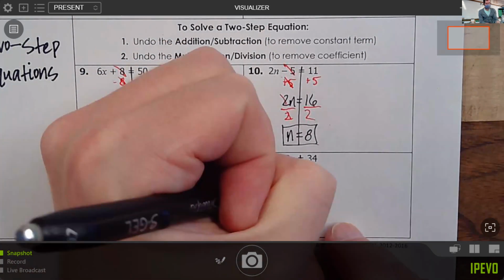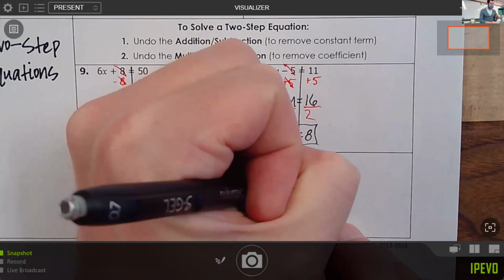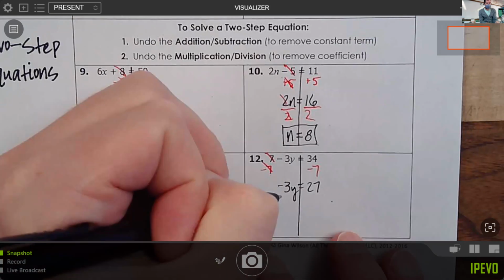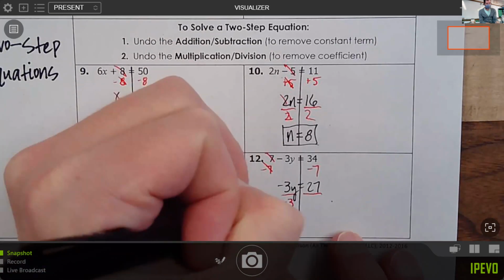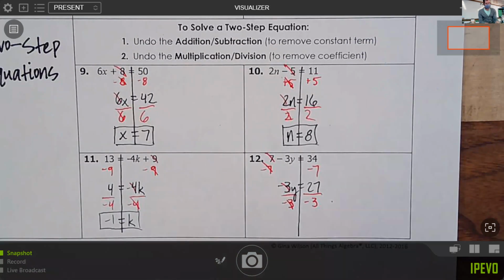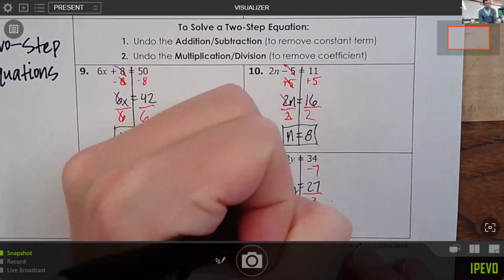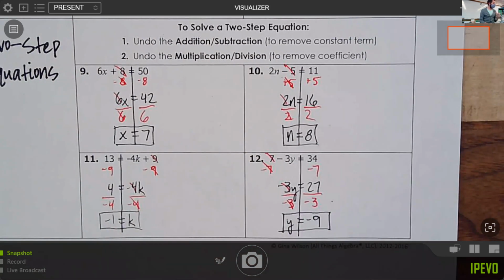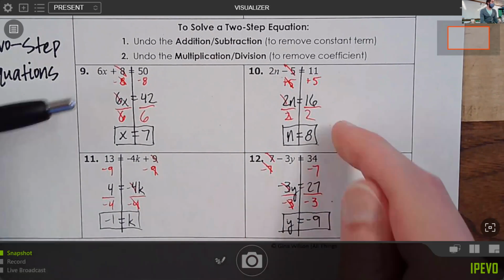And then 34 minus 7 is 27. So negative 3y is equal to 27. And so y is being multiplied by a negative 3. So we're going to undo that multiplication by dividing both sides by negative 3. And then 27 divided by 3 means that y is equal to negative 9. Nice. Are there any questions here?